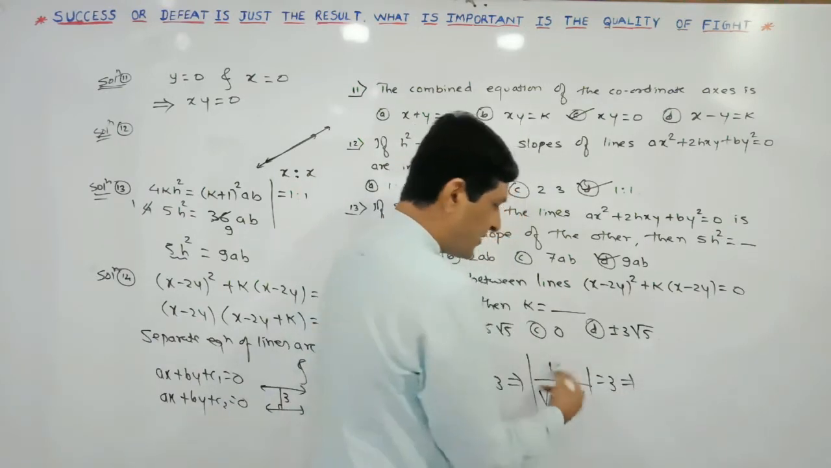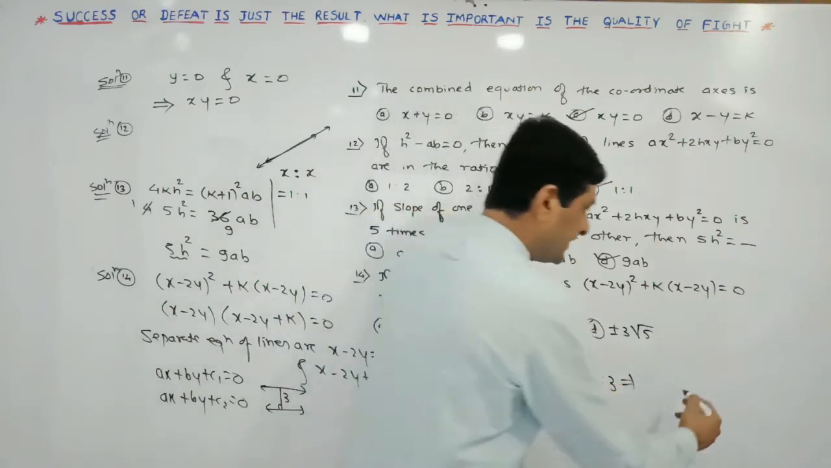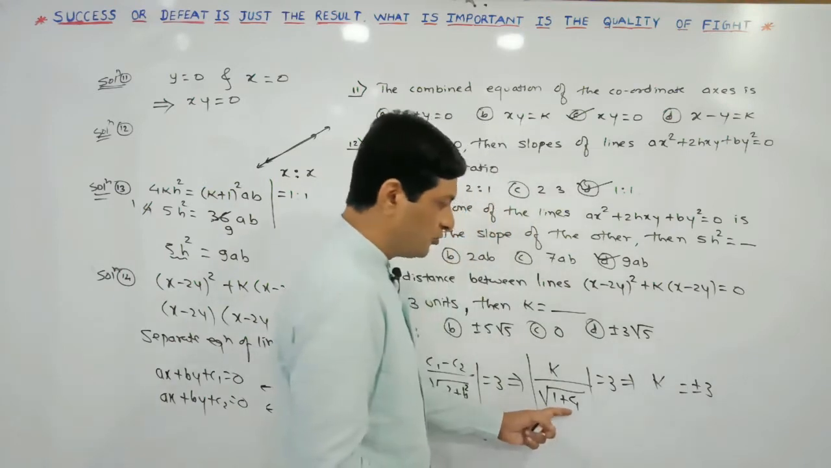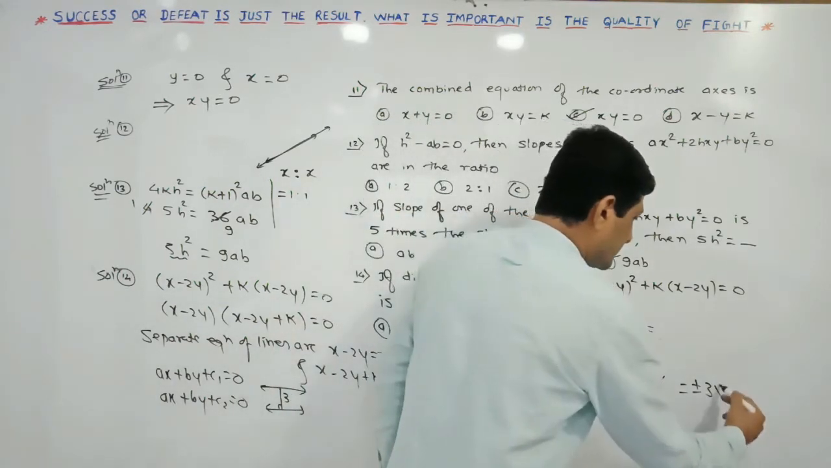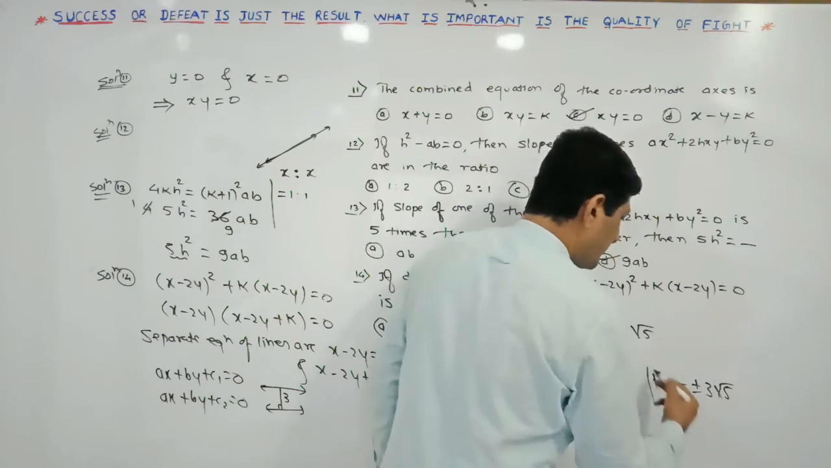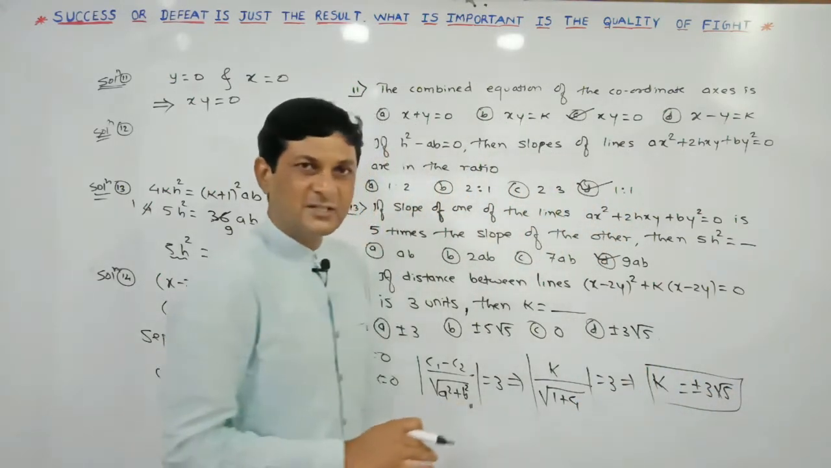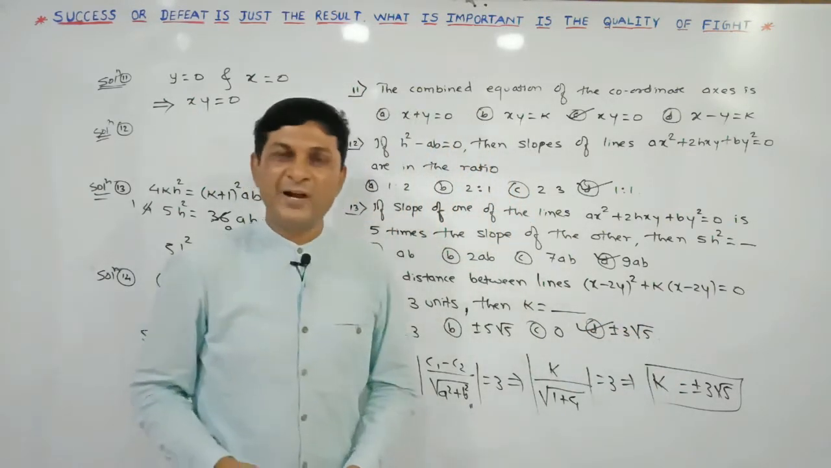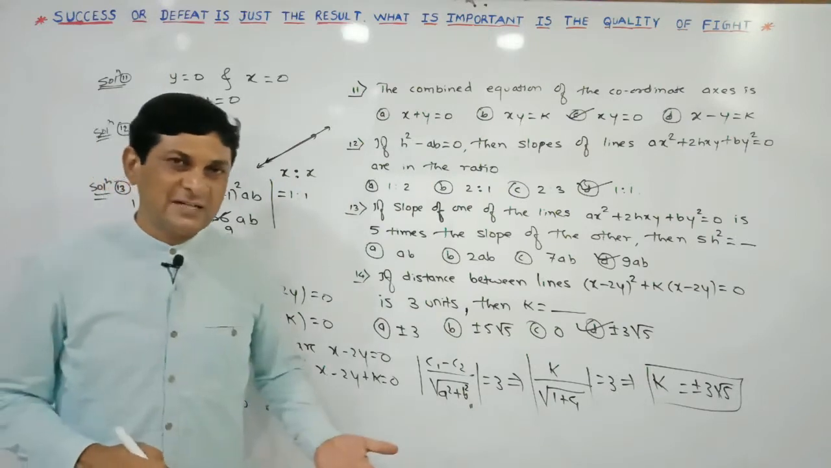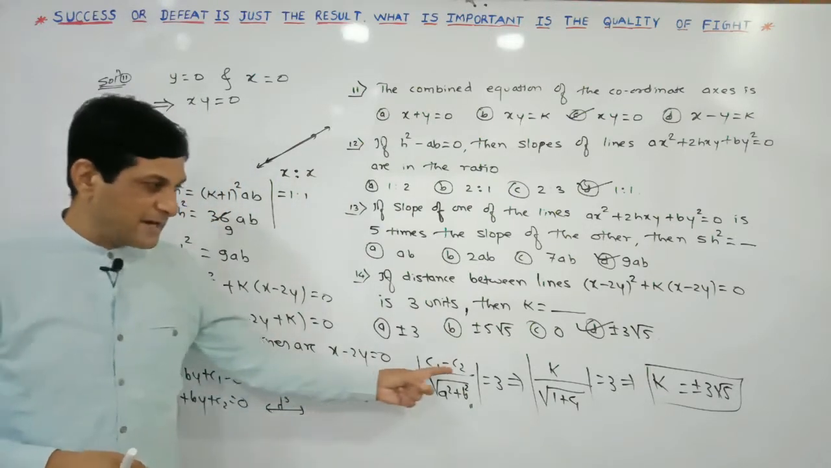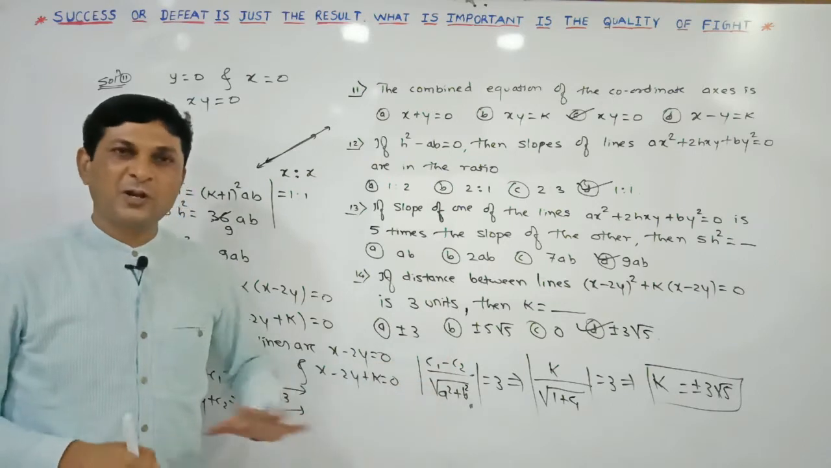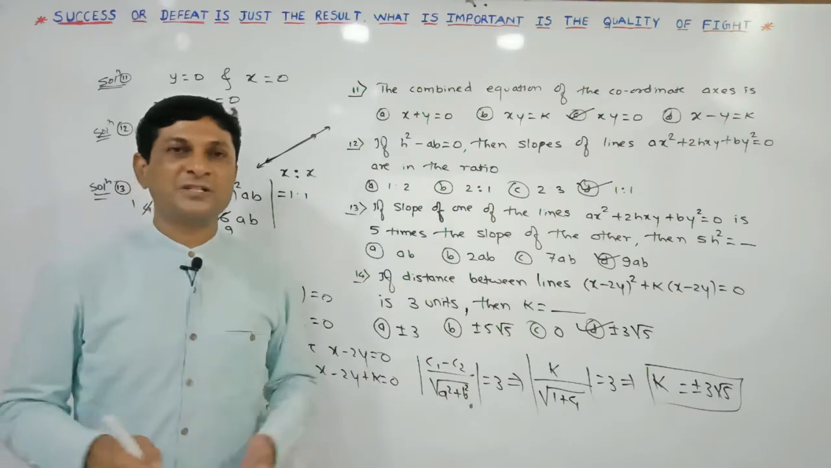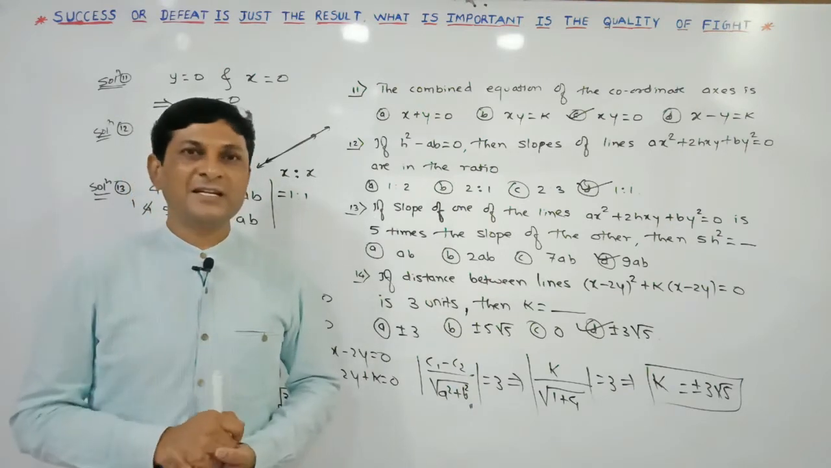So this implies that if we are removing the mod here, on this side we will get plus or minus 3, and on this side we will get k divided by root 5, but root 5 will get multiplied on this side. So k will be equal to what value? Plus or minus 3 root 5. So plus or minus 3 root 5 will be our required value of k. In this case, remember that since the lines are parallel, the distance between parallel lines can be found by applying this formula. All these formulas we have already seen in the first lecture of pair of straight lines, where we discussed basic concepts related to straight lines.